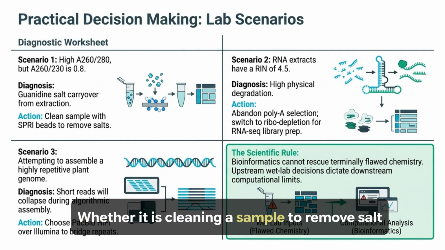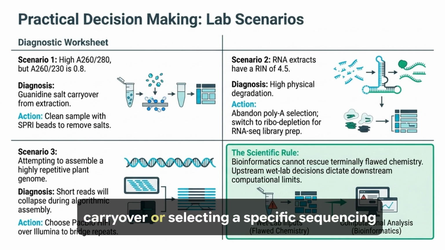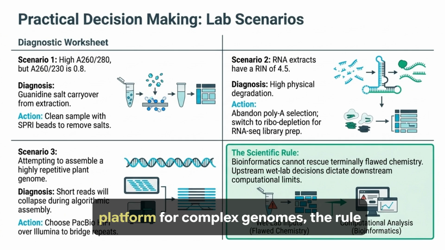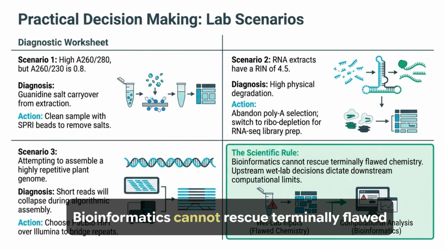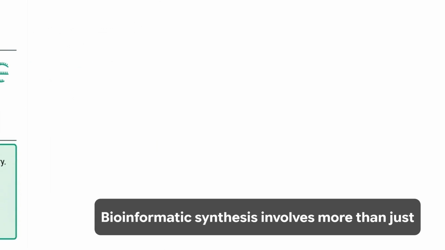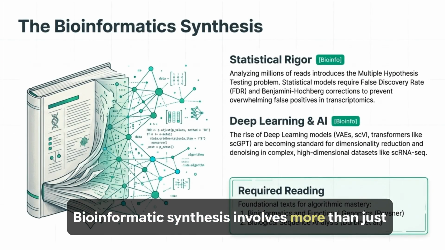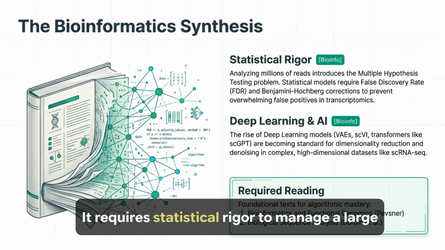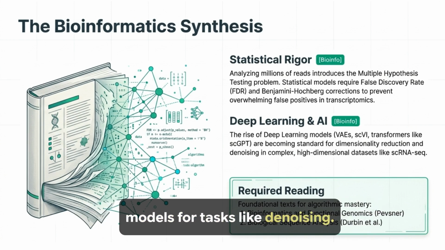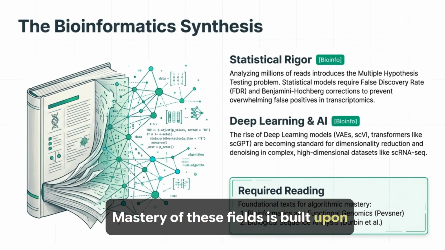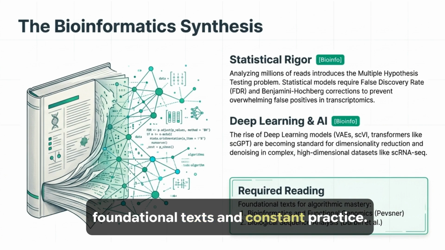Whether it is cleaning a sample to remove salt carryover or selecting a specific sequencing platform for complex genomes, the rule remains: bioinformatics cannot rescue terminally flawed chemistry. Bioinformatics synthesis involves more than just programming. It requires statistical rigor to manage large-scale data and the application of deep learning models for tasks like denoising. Mastery of these fields is built upon foundational texts and constant practice.